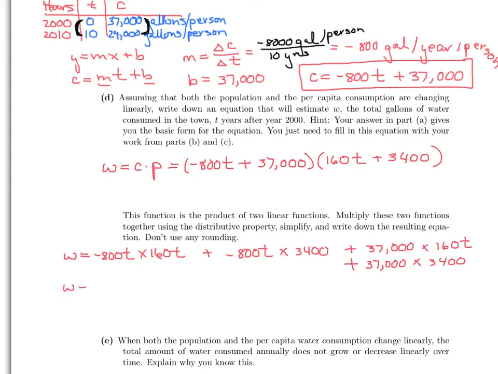Okay, so we have W equals, first we multiply the negative 800 by 160. That will give us a negative 128,000. Notice that we're also multiplying T times T, so that will give us t squared. Next we multiply negative 800 by 3,400. That will give us a negative 2,720,000, and there's also a T there. Next we'll multiply the 37,000 by the 160.